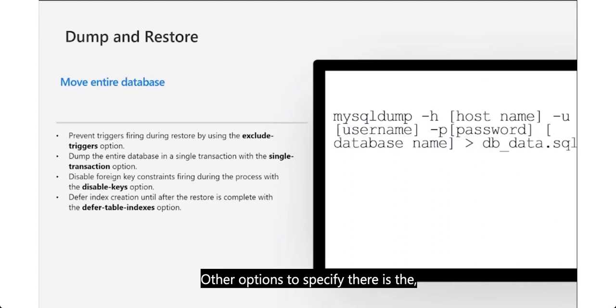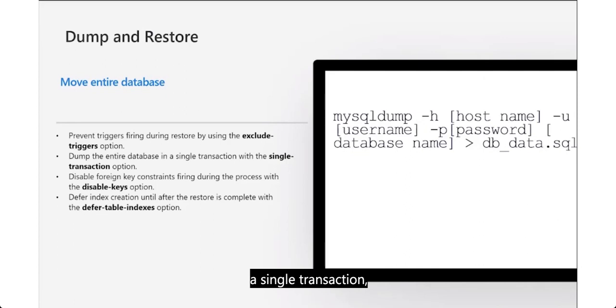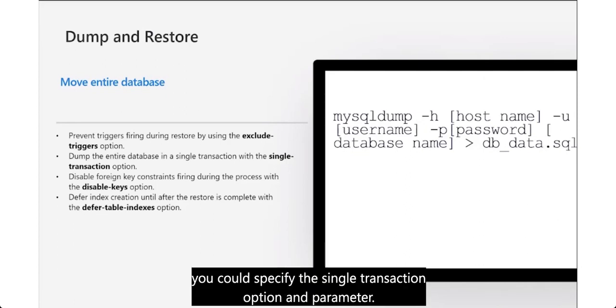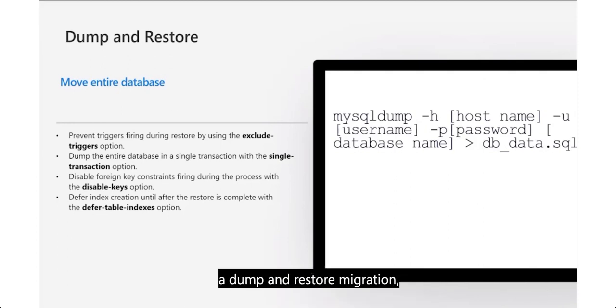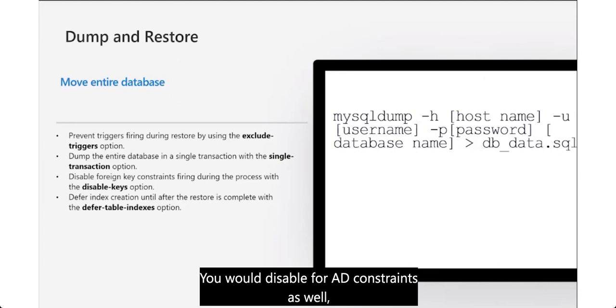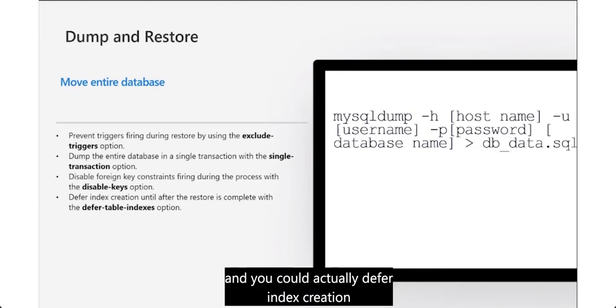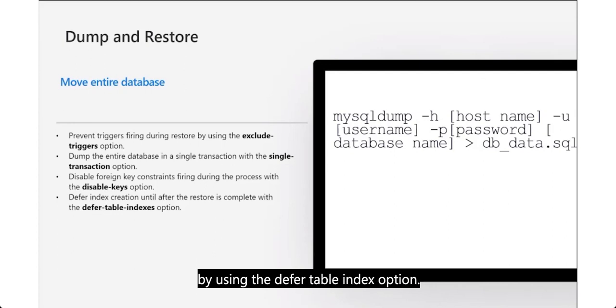Another option to specify is, in order for you to dump an entire database into a single transaction, you could specify the single transaction option. These are some of the things you really need to consider when you're performing a dump and restore migration, especially if you're only using subsets of the data or subsets of a database. You would disable foreign key constraints as well, and you can defer index creation until the restore is completed and your database rebuilds, by using the defer table indexes option.